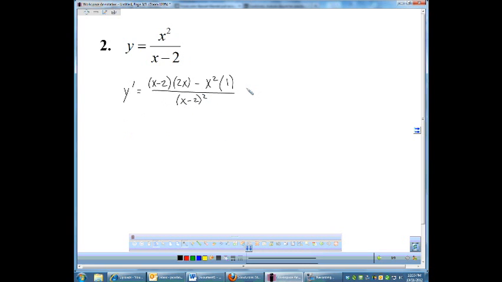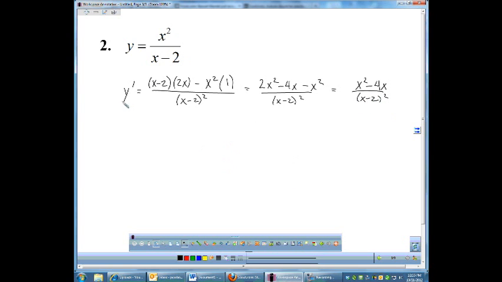So my derivative, let's see, I'm going to distribute my 2x. So 2x squared minus 4x minus x squared over (x minus 2) squared, which ends up being simply x squared minus 4x over (x minus 2) squared. So I do my quotient rule to get my derivative.